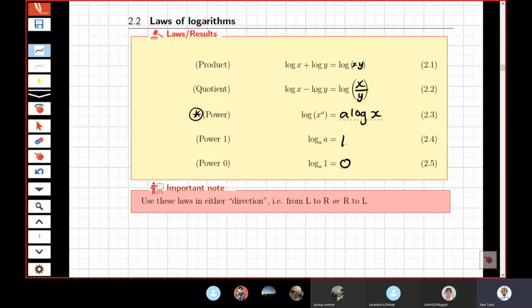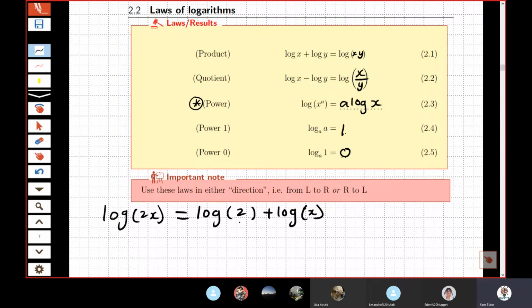So let's see how these things work. For example, if I said log of 2x, so it's been multiplied. How else can I write this? Log 2 plus log x. Yeah, right, that's that simple. Or vice versa. If I ever came up to you and said, hey, log 2 plus log x, you're going to say, okay, if it's plus, I know I can just multiply the two things, which is log of 2x.